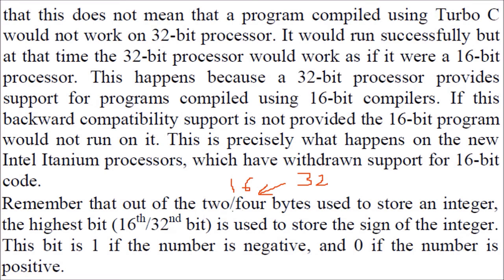Just remember that out of this, 2 for 16-bit, 4 for the 32-bit, this is the bytes which this integer takes in the memory. So out of this 2 or 4 bytes, this is used to store an integer. The highest bit is used to store the sign of the integer. Highest bit is for the sign. So if you have a negative number, that means the highest bit will be 1, and if the number is positive, the highest bit will be 0.